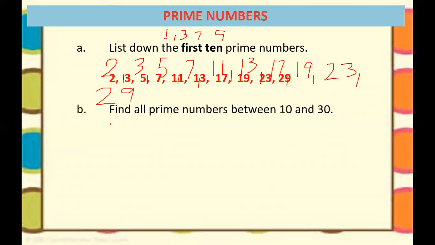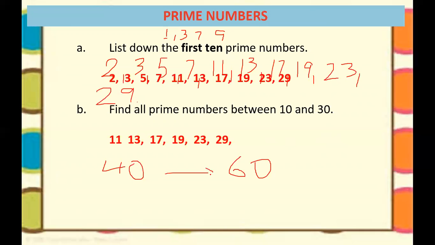Next. So what are the prime numbers in between 10 and 30? It's already in here on our first question. So of course it will be 11, 13, 17, 19, 23, 29. I want another question. Find all the prime numbers between 40 to 60.